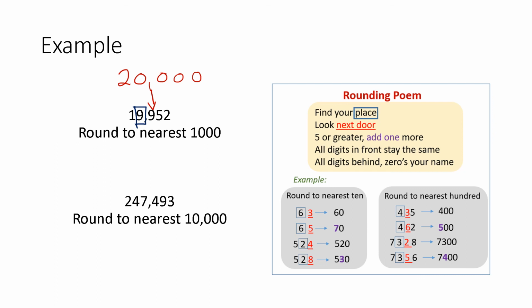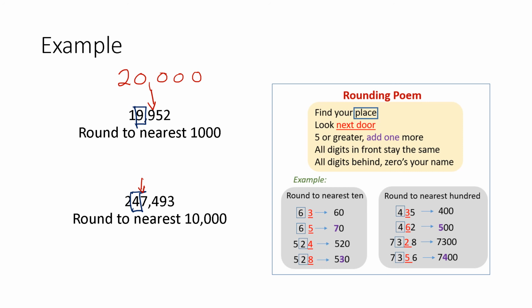Here we have 247,493 that we're going to round to the nearest 10,000. So again, our place number first. We're rounding to the nearest 10,000. Which number here is in the 10,000s place? That's going to be this first 4 right here, our place number. And then look next door. Next door is our 7.